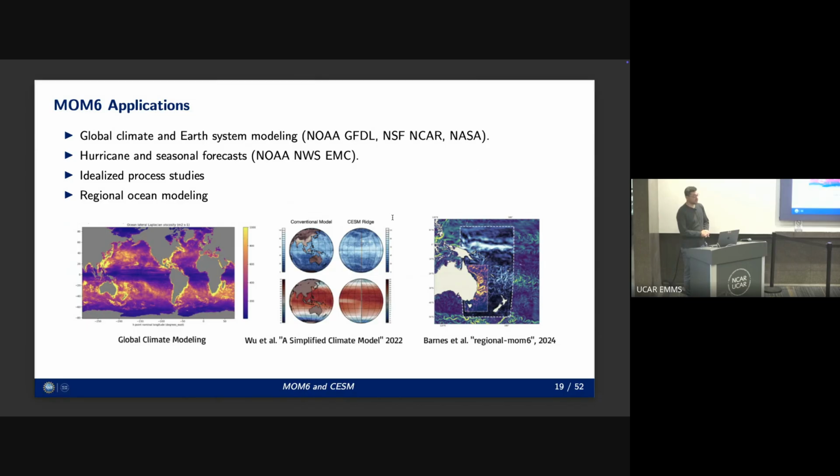Just like CESM, MOM6 has a variety of applications like global climate and Earth system modeling. It's used for forecasting, hurricane and seasonal forecasts. It's used for idealized studies, and it's also used for regional ocean modeling.